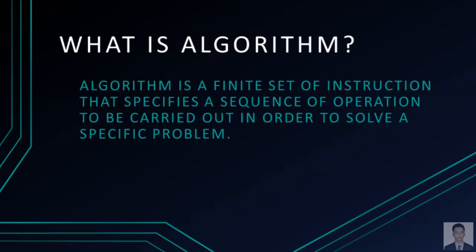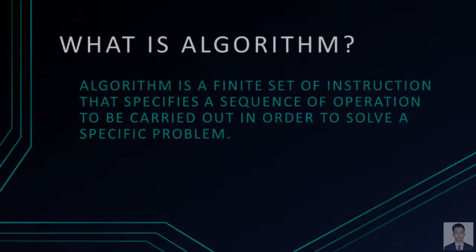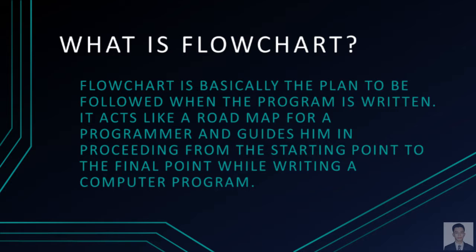First, what is an algorithm? An algorithm is a finite set of instructions that specify a sequence of operations to be carried out in order to solve a specific problem. And a flowchart is basically the plan to be followed when the program is written. It acts like a roadmap for a programmer and guides him from the starting point to the final point while writing a computer program.